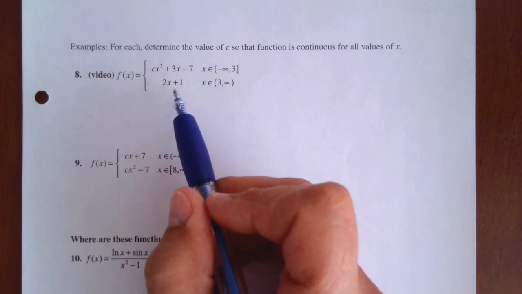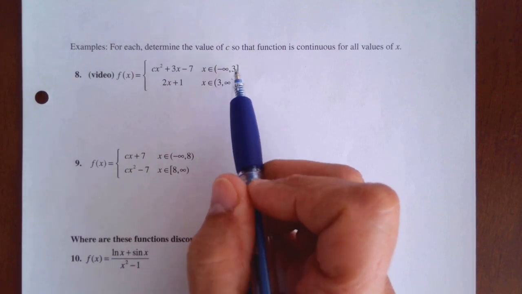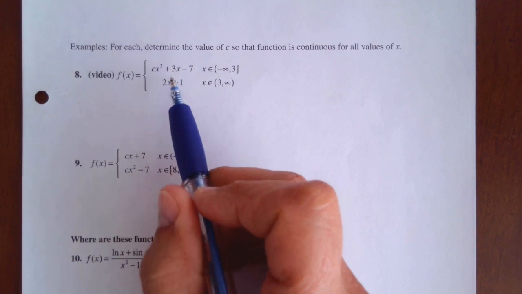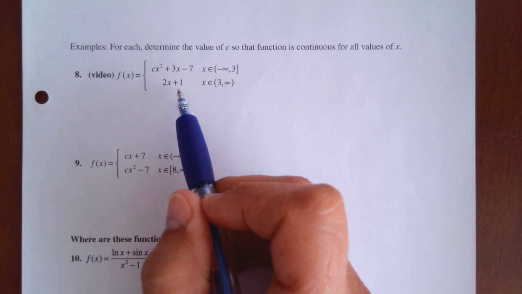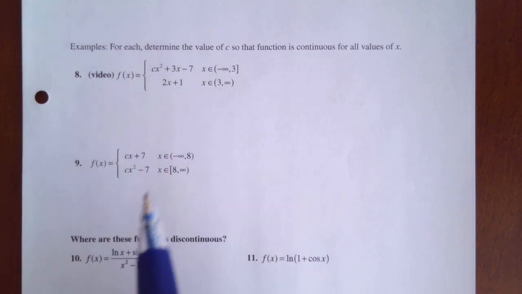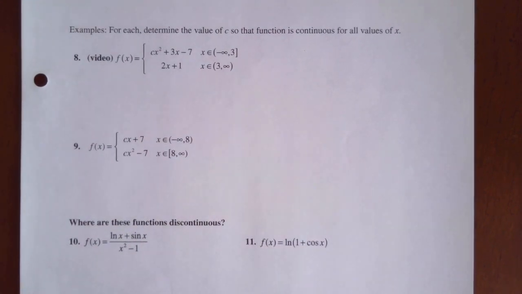This is a line, it's continuous everywhere. But what I'm concerned about is what's happening at 3. So at 3, if I can make both of these things equal, then I know that it will be continuous. So that's what he showed you how to do. And so we're going to go through this again and do it for number 9, okay?